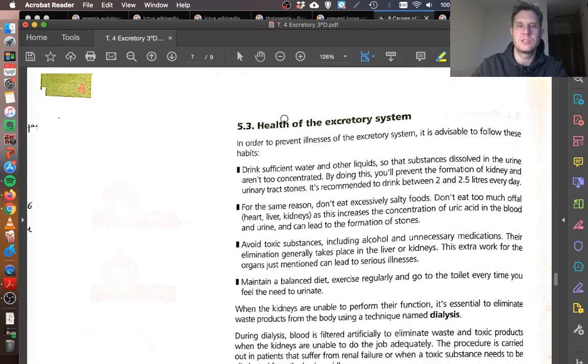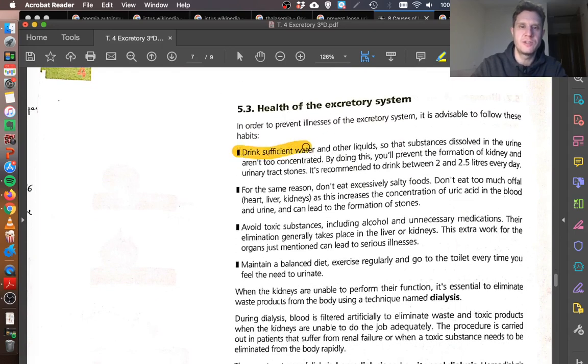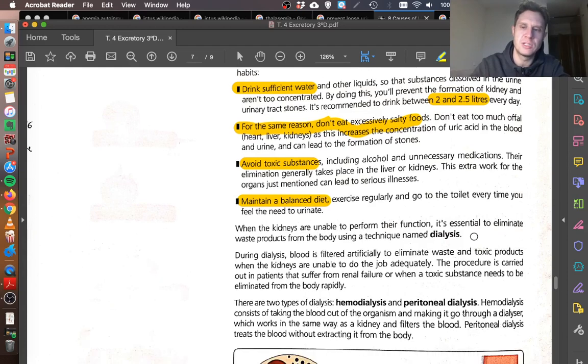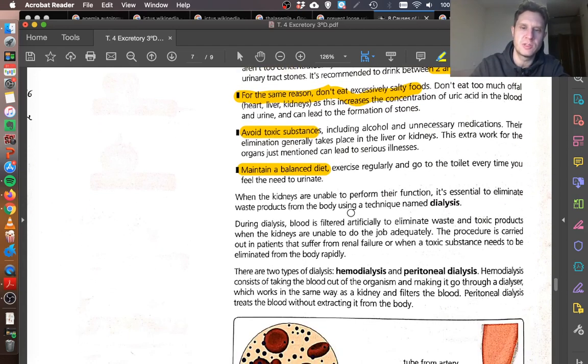Health of the excretory system. Drink sufficient water. For the same reason, don't eat excessively salty food. 2.5 liters. Avoid toxic substances, like alcohol. Maintain a balanced diet. Plant-based. That's the solution. When the kidneys are unable to perform the function, it's essential to eliminate waste products from the body using a technique called dialysis. This is a problem.